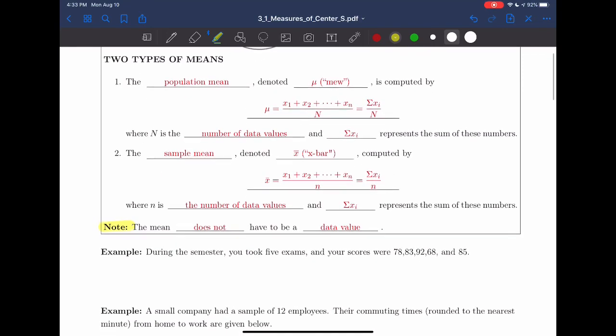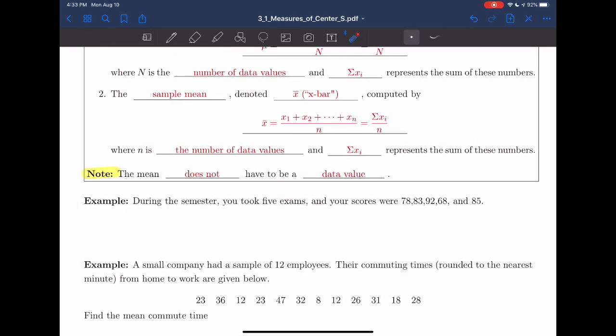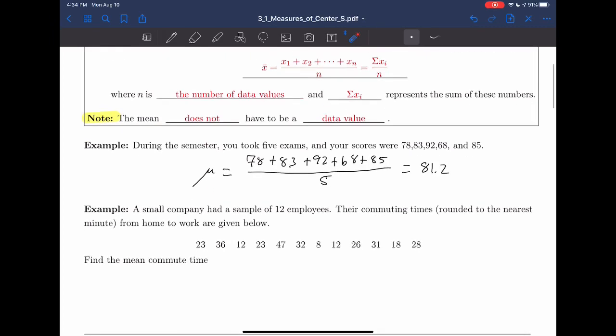So let's look at this example. Let's say you took 5 exams and these are the scores that you got, and you want to take the mean. Since there's no indication about a sample, we're going to consider this as a population, so we have to use mu, the Greek letter. We take the sum of all of our data and divide it by the total number of observations, which is 5, because we have 5 exams. This gives us 81.2. Notice that 81.2 is not in our data set, which is fine because we're calculating the population mean.